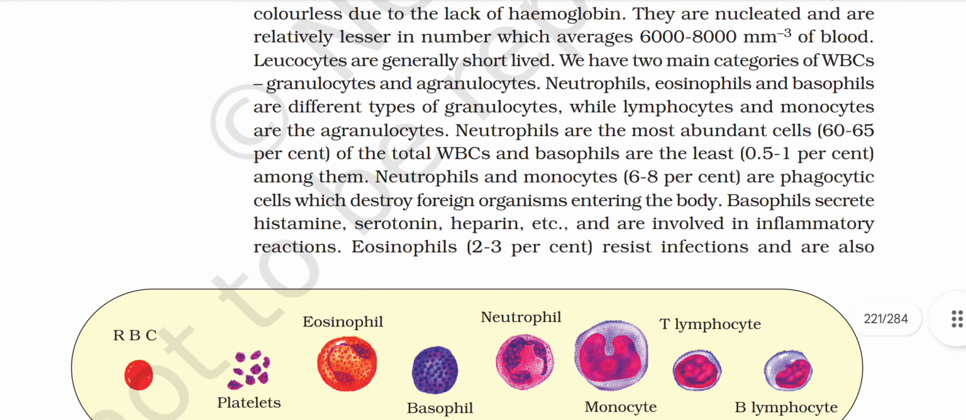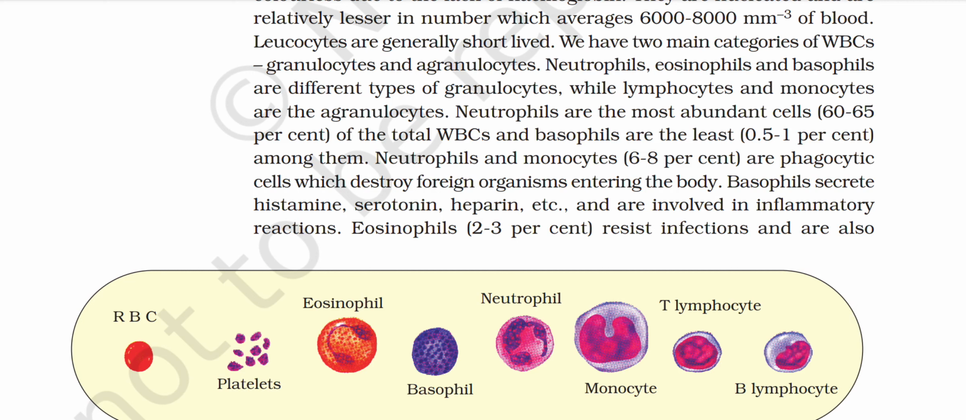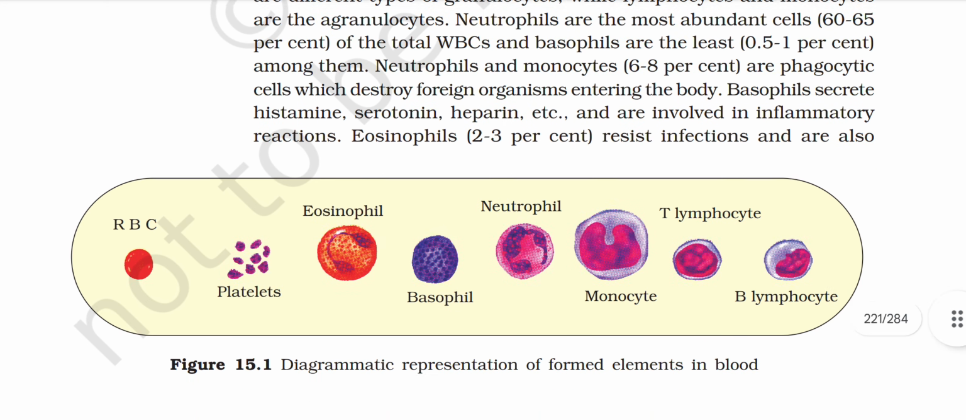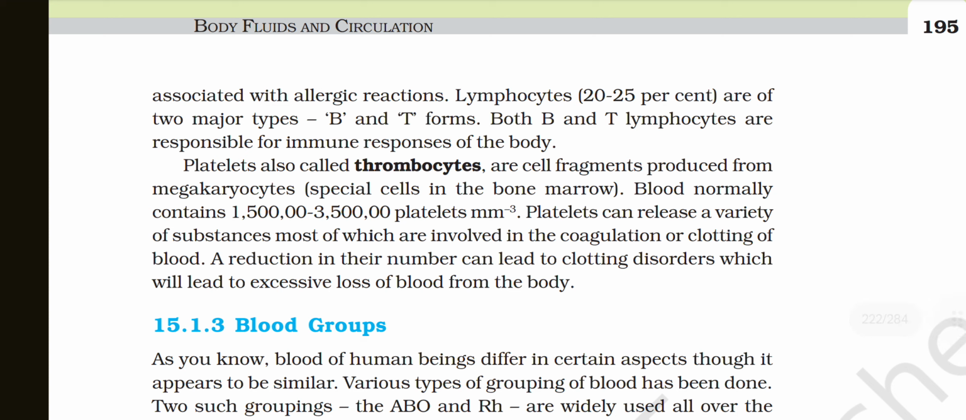Again, neutrophils and monocytes are phagocytic cells which destroy the foreign organism entering the body. Basophils secrete histamine, serotonin, heparin, etc., that are involved in the inflammatory reactions. Eosinophils, 2 to 3%, resist infections and are also associated with the allergic reactions. Lymphocytes are of two major types, B and T forms, and both B and T lymphocytes are responsible for the immune responses of the body.